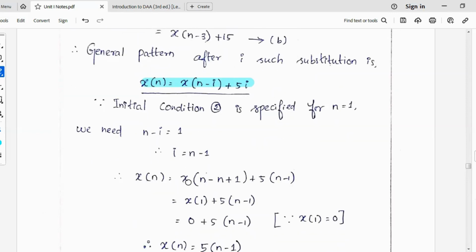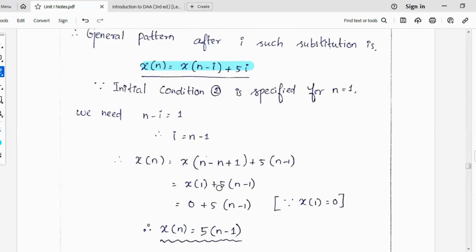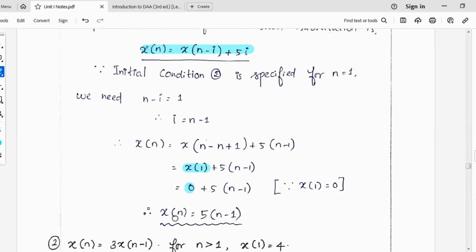Now I am going to substitute the i value in the given general pattern of the recurrence relation, so that x of n equal to x of n minus, again, i value n minus 1, right? So by solving this, I am getting x of 1 plus 5 into n minus 1. Now I know the value of x of 1, that is 0. The remaining value is 5 into n minus 1, right? So now we have eliminated the x term in the right hand side.